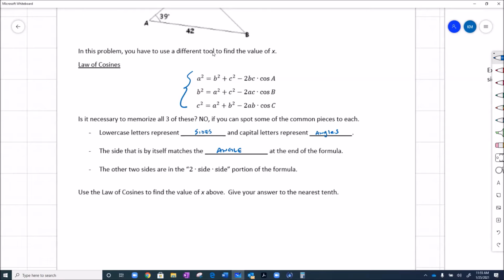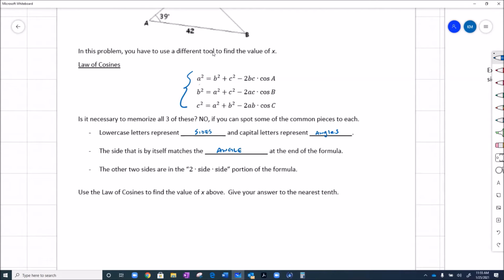Again, sounds like a lot, but you'll notice that a squared and cosine A go together. B squared plus C squared seems like the Pythagorean theorem, and then this minus 2BC, right? These two sides back here, the 2BC. As you look at it more, it gets more and more familiar.